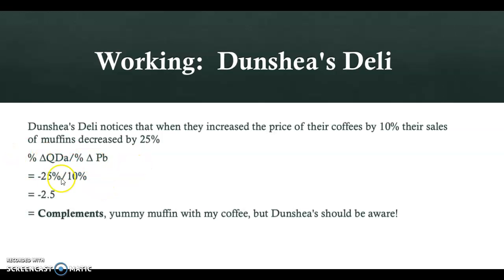All right, so we plug in the numbers, again quantity divided by the price, and you get negative 2.5. So remember, it does matter about the minus sign here. The numerator divided by the denominator is negative, so therefore we get a negative number, and they're complements, and reasonably strong, which goes with my feeling that I like to have something to eat with my coffee. Basically what it's saying is that Dunshay's as a business should be aware that if they're going to change their products, it's going to affect the sales of other products that they sell, if people consider them to be complements.